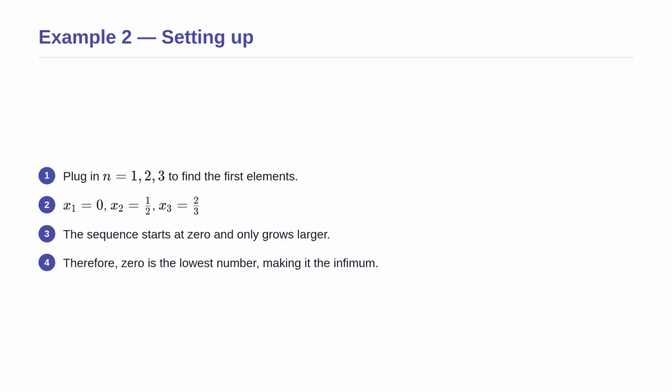We can clearly see a pattern. The sequence starts at 0 and only grows larger as n increases. Because 0 is the very first and lowest number in the entire collection, it serves as our tightest possible floor. Therefore, 0 is our infimum.